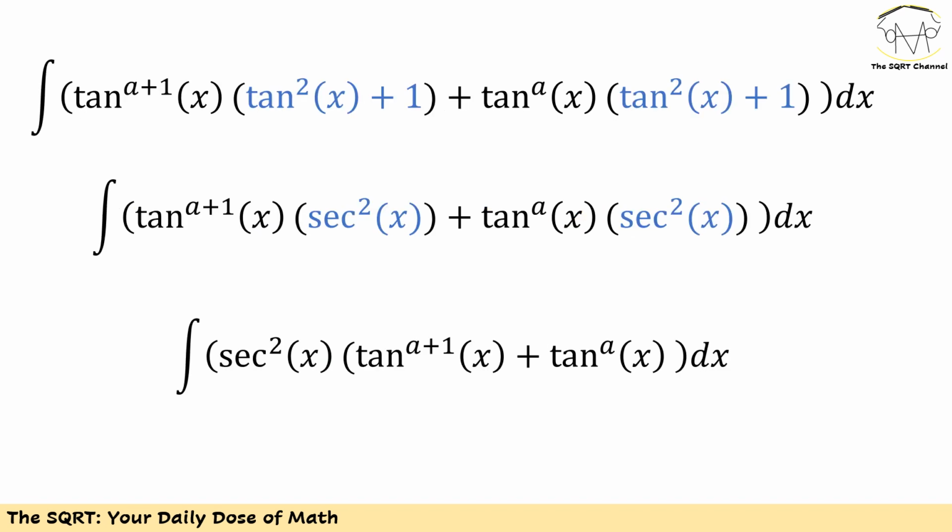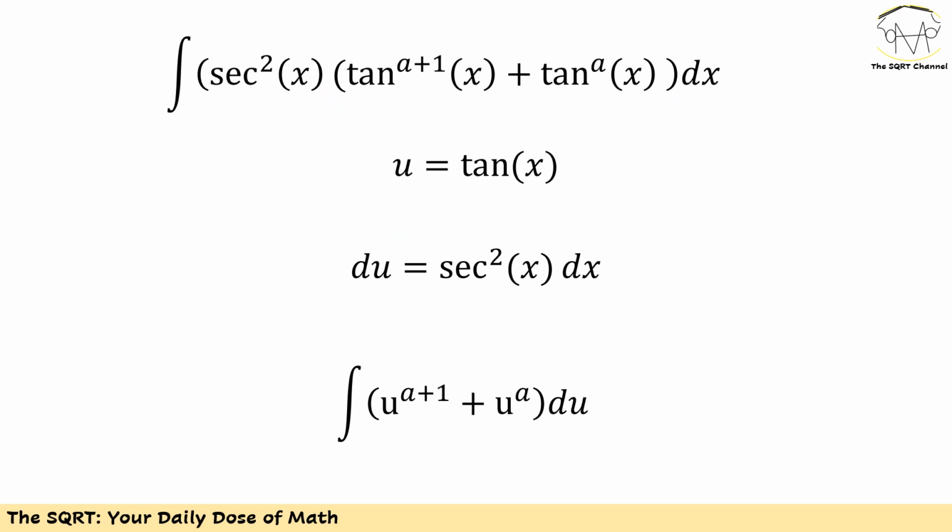Now I'm going to just write 1 plus tan squared of x as secant of x to the power of 2. Then I'm going to take out this common expression from both terms that you have here, and now I have 2 terms. The first term is a multiplicative term, and I have tan to the power of a plus 1 of x plus tan to the power of a of x, and I need to take the integral of the expression that you are seeing here now.